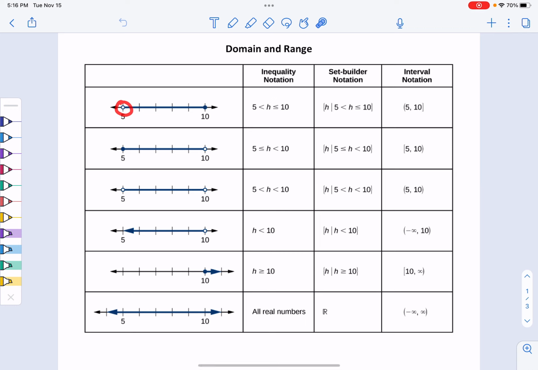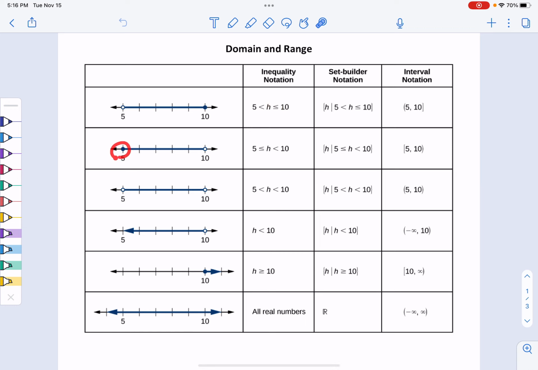If we do not include an endpoint, we just do a less than or a greater than sign. If we are including the endpoint, we do this closed dot in the picture, and it's a less than or equal to or greater than or equal to. So you see the difference. There's a line underneath the second one, but not the first one.